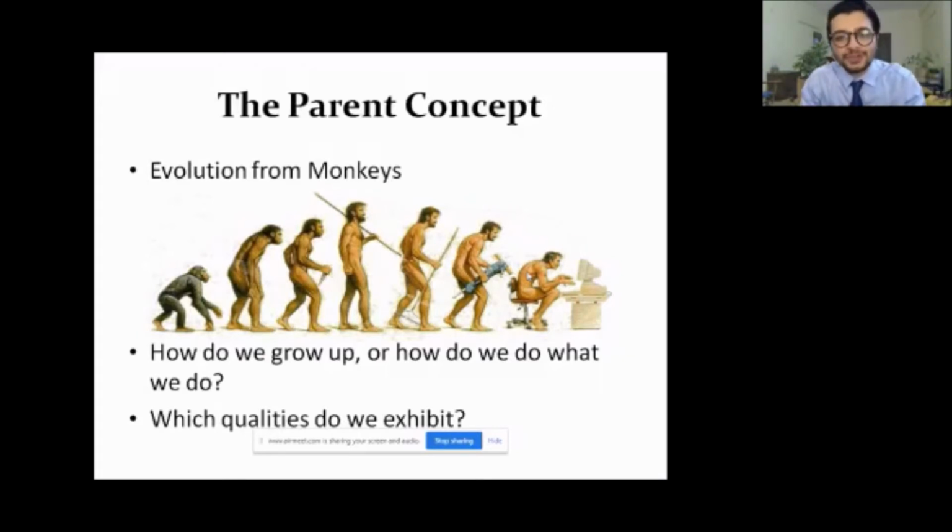Now, which qualities we exhibit also depends upon the value systems we've grown up with, the problems and the solutions that have been developed in the family. Most people would say, man, you are behaving exactly like your father, exactly like your mother. It might not be the thing you were supposed to do, but you saw it and did not even know that you had already imbibed it. So that's how the parent concept works.